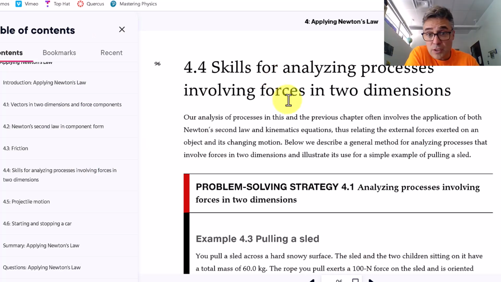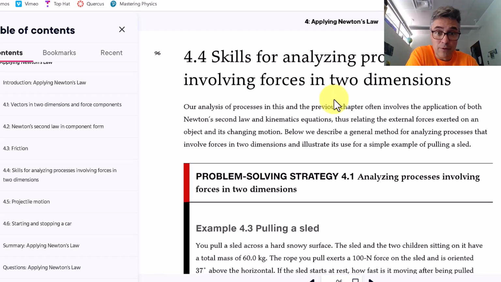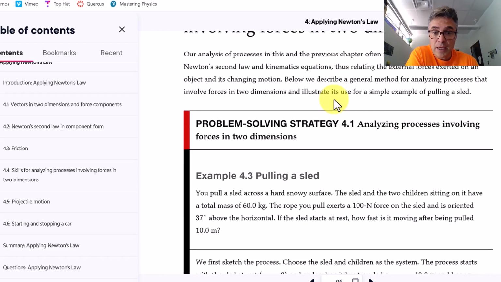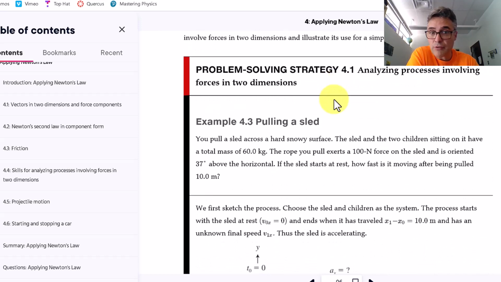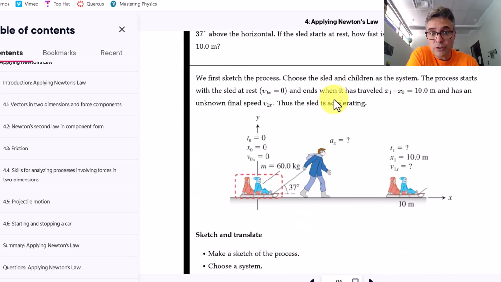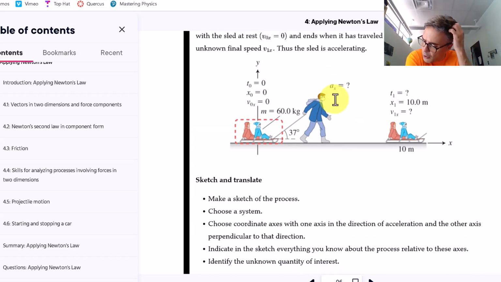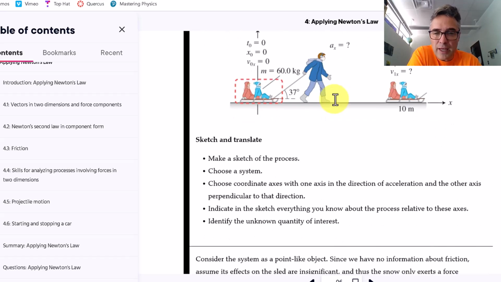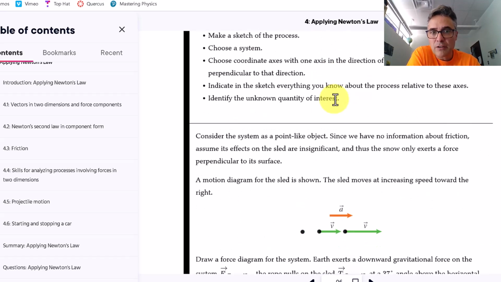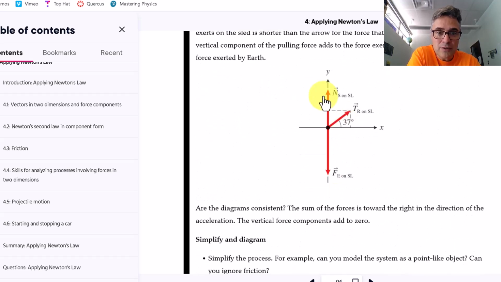This is a quick video to go through the reading for today, section 4.4, skills for analyzing processes involving forces in two dimensions. It goes through this whole problem-solving strategy and works through examples in detail. I really encourage you to go through this, but also try to write things down in your own way on a piece of paper so that you get an idea of how you want to do this. You're always going to make a sketch of the process, choose a system, choose coordinate axes, identify the unknowns and knowns.